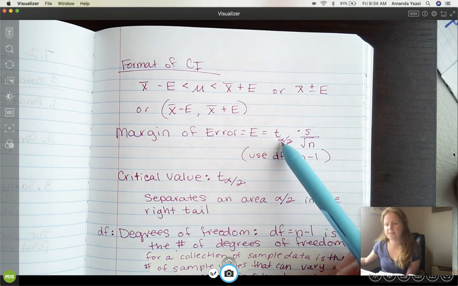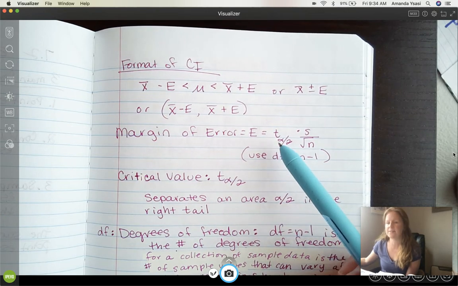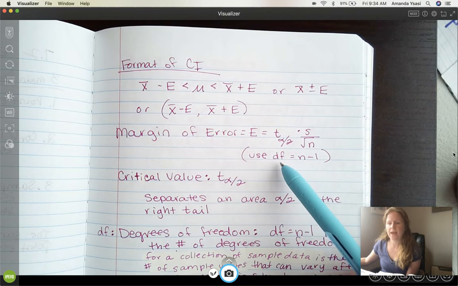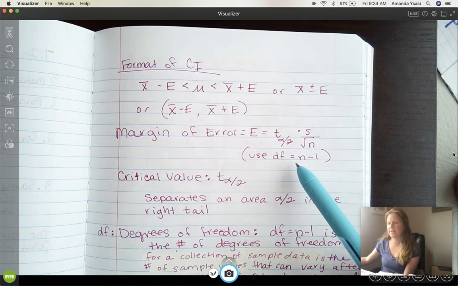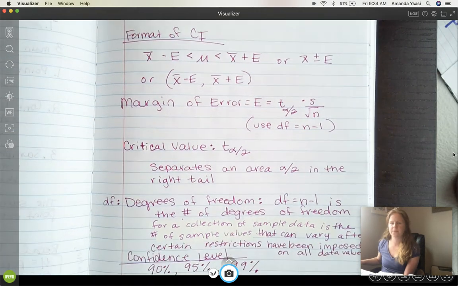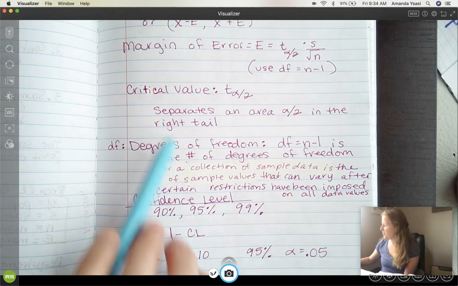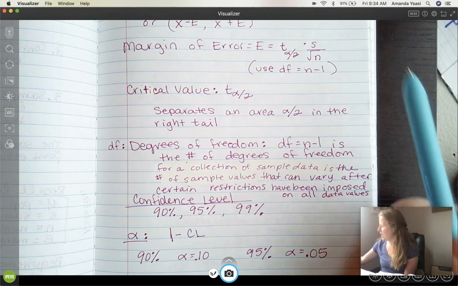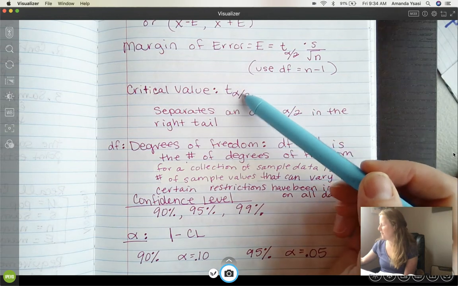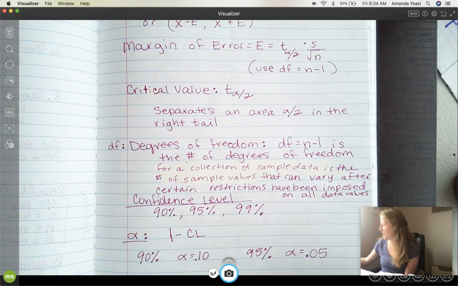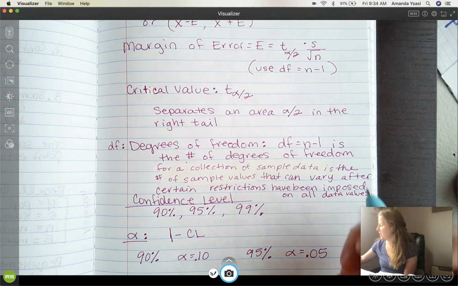So we are going to talk about the t distribution, the student t-test. That's why that's a T instead of a Z like we've been doing. DF means degrees of freedom, and you take n and subtract 1 from it. We will find the critical value t alpha over 2. It separates an area alpha over 2 in the right tail.